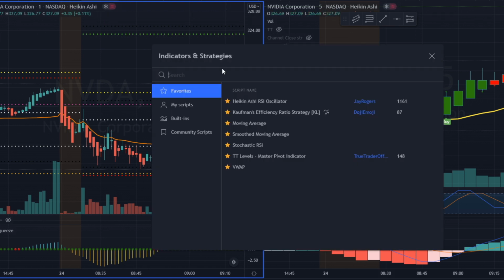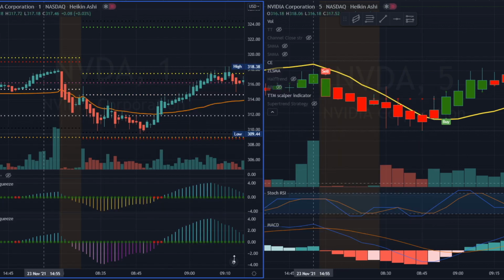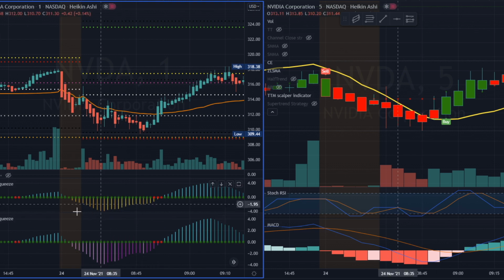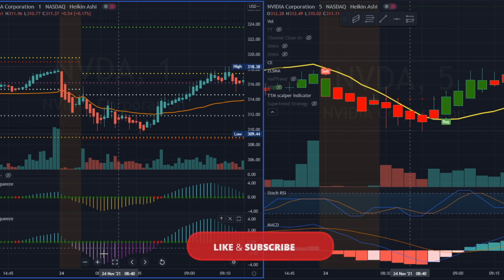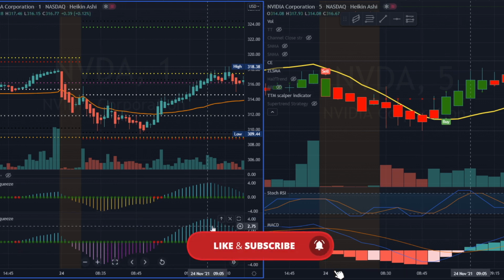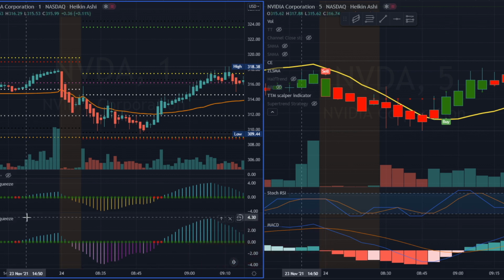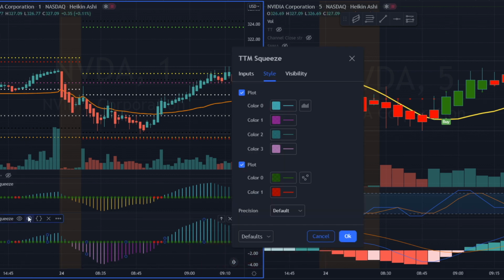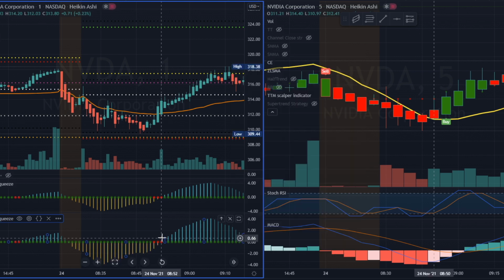So the TTM Squeeze, you would just go here. TTM Squeeze is right here. It's set up. You can change these bars. I like to change them to yellow. And you see they get darker and lighter here. So the only thing I would do is, you know, if you're comfortable with the purple, that's fine. But I just usually change these to yellow. And that's it. So that's the TTM Squeeze.